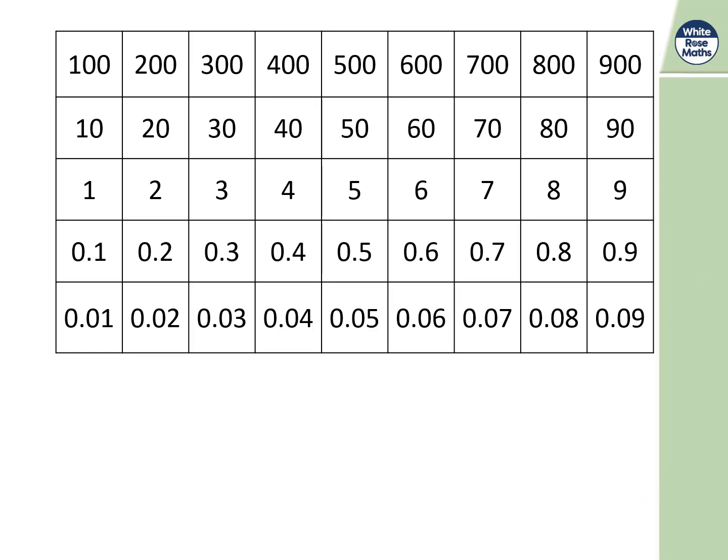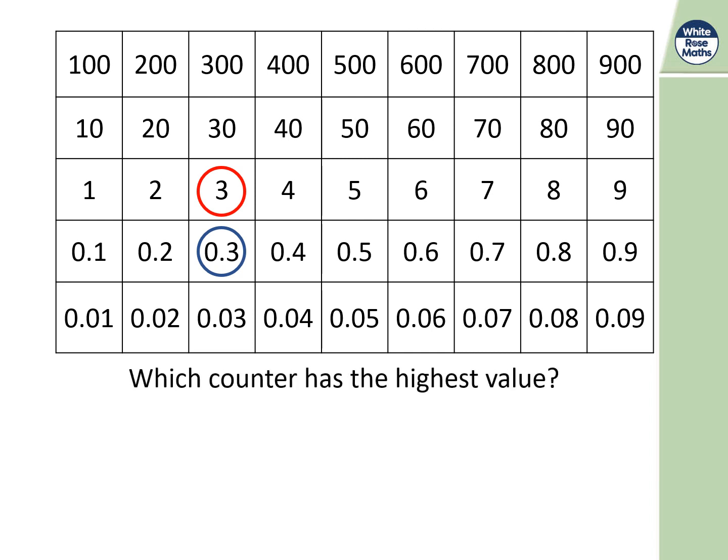So I've got this table here, and I've got the numbers: 3 and then 0.3. Which counter has the highest value? That is actually circled. Well, if you look here, 3 is greater than 0.3. And there's something important about these two numbers. So 3 is actually 10 times bigger than 0.3.